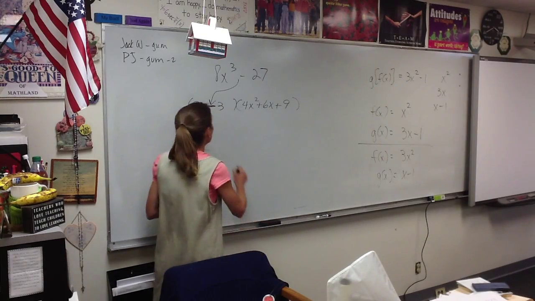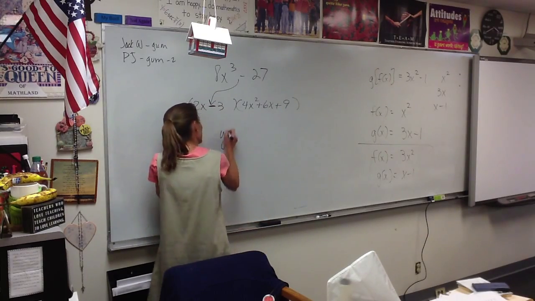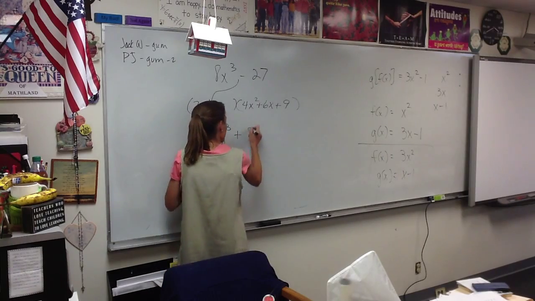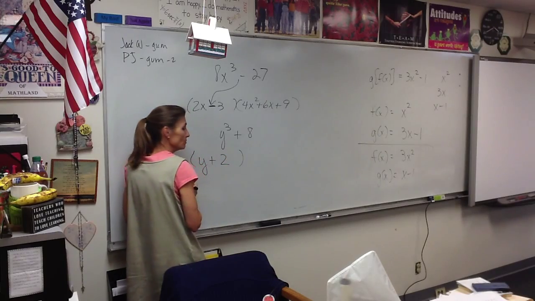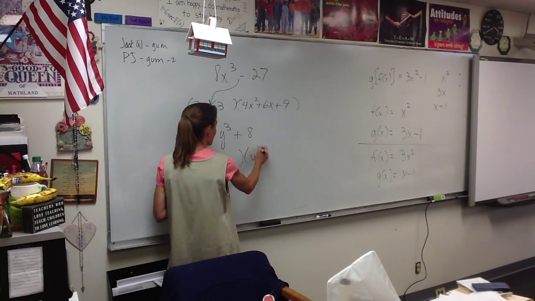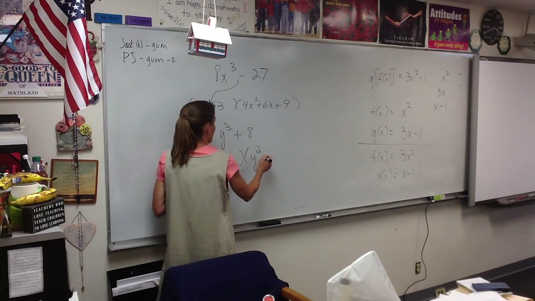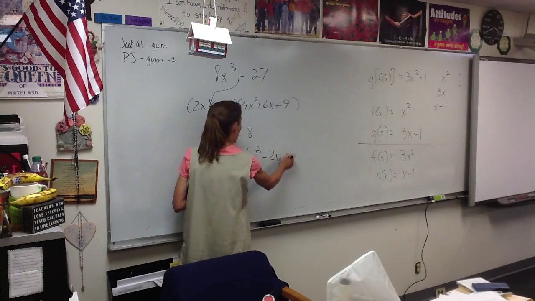Okay? So if we had y cubed plus 8, that would be y plus 2, and then y squared minus 2y plus 4.